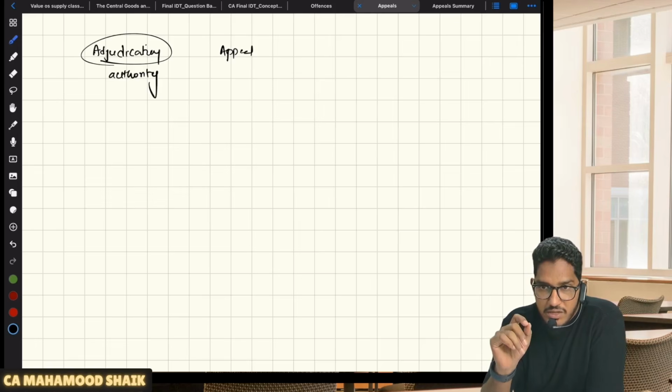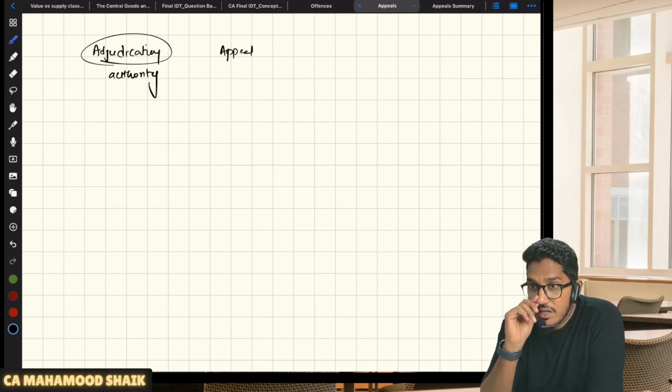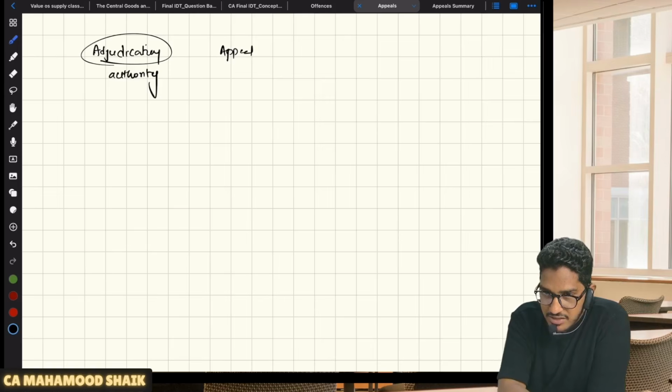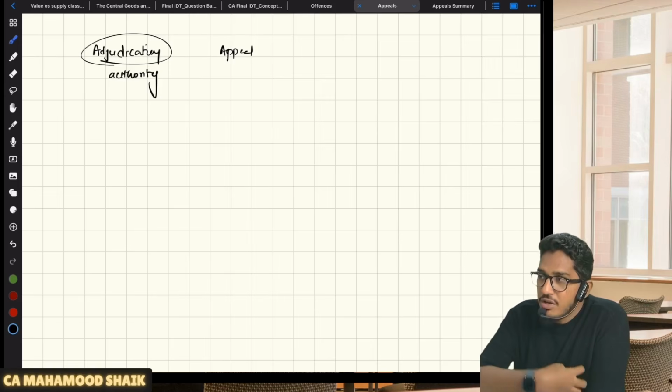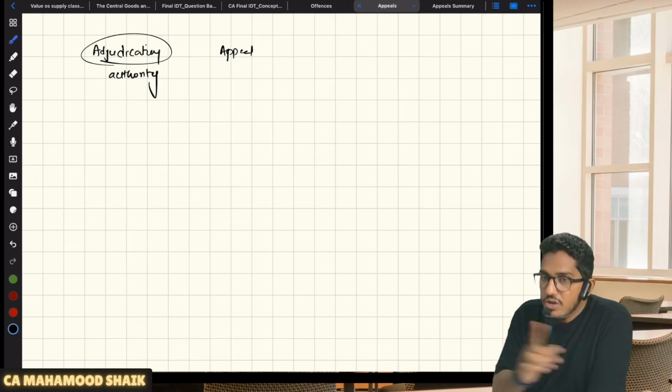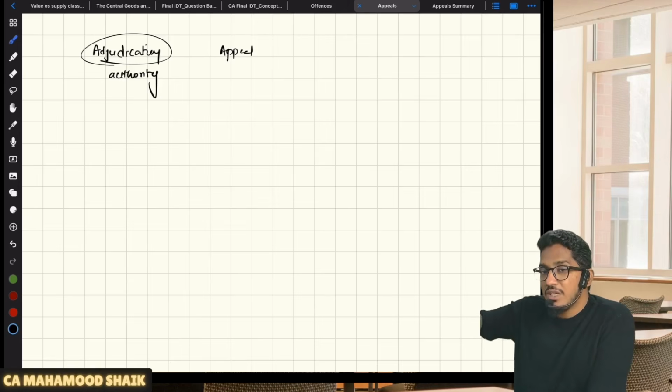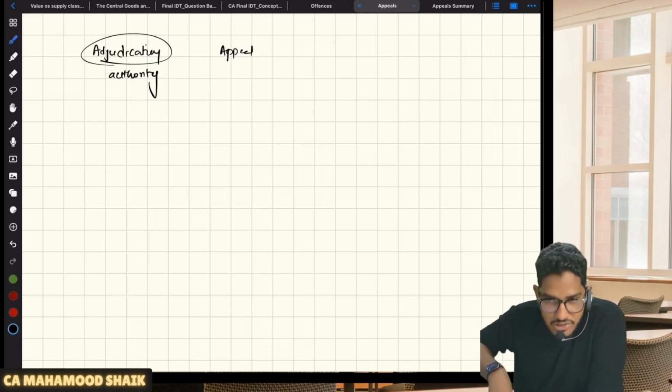No, it is not binding on me. Then what can I do, sir? I can go for an appeal. So appeal means what? You are challenging the order given by the adjudicating authority. These GST officers have passed an order giving you some outcome, and you are not happy with that order. So one option you have is to go for appeal. You are challenging that order given by the adjudicating authority.